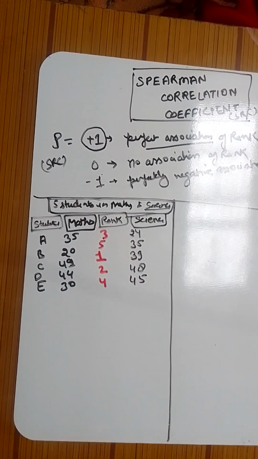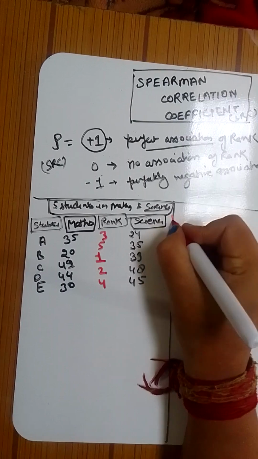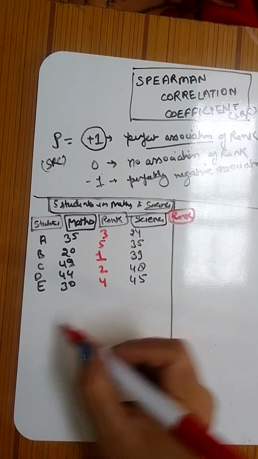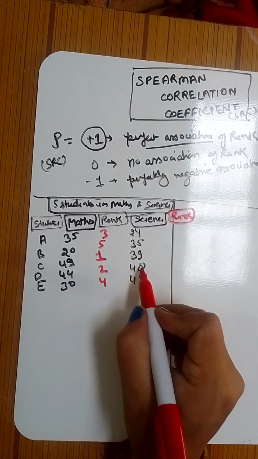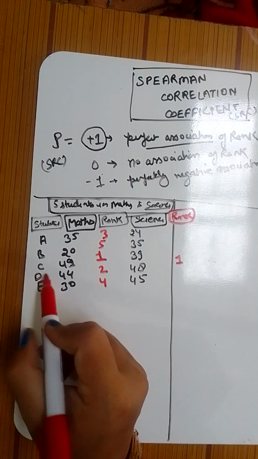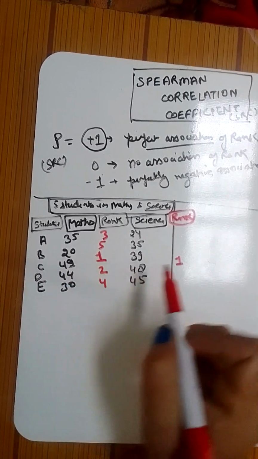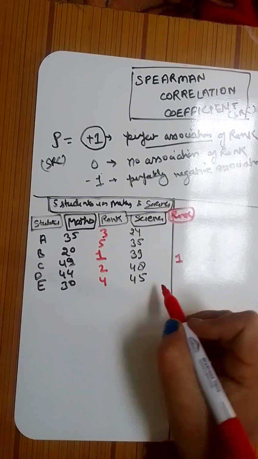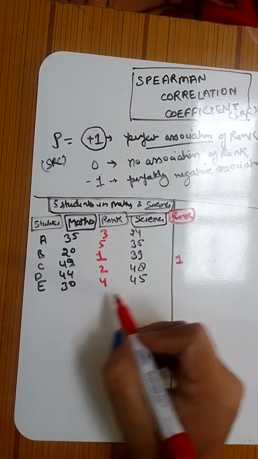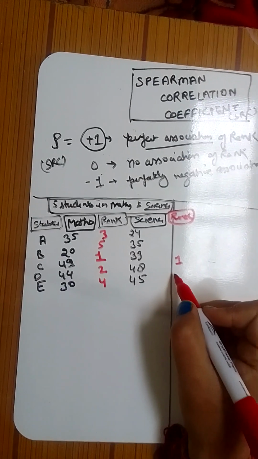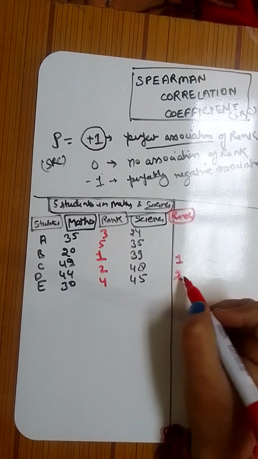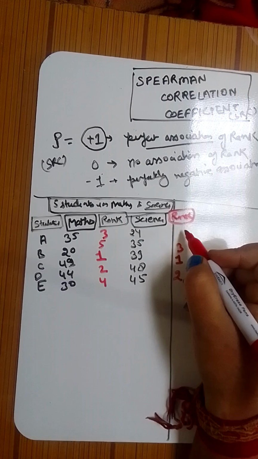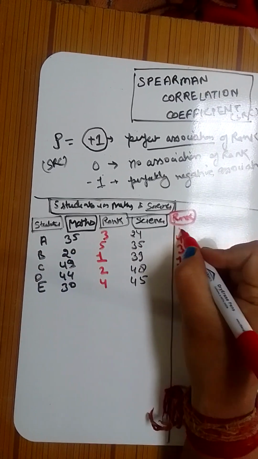So now we'll see the rank for the science topic. Who got number 1 in science? D got number 1 in science, but in maths, C got number 1. So who got second rank in science? It is 45, E. Now C got third rank, B got fourth, and A got fifth rank.